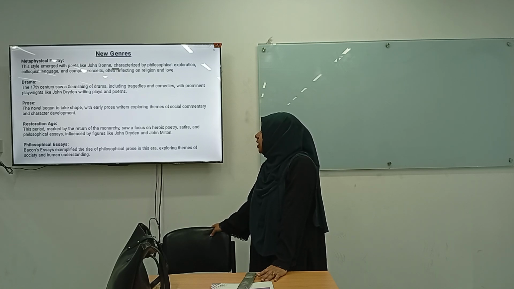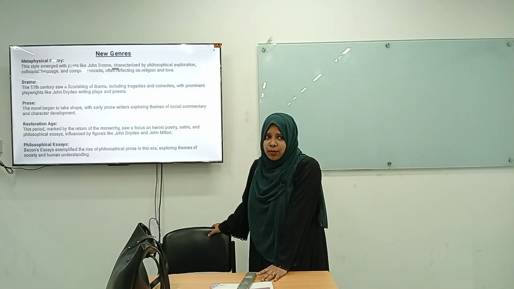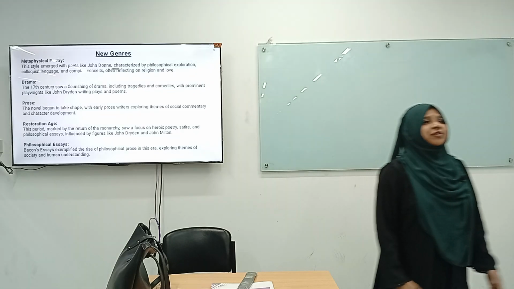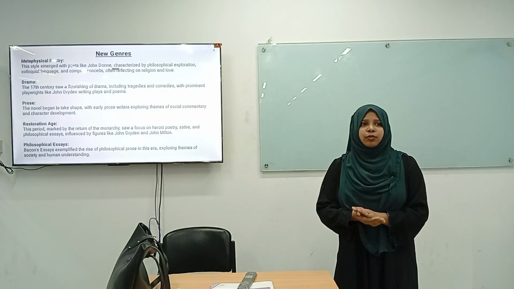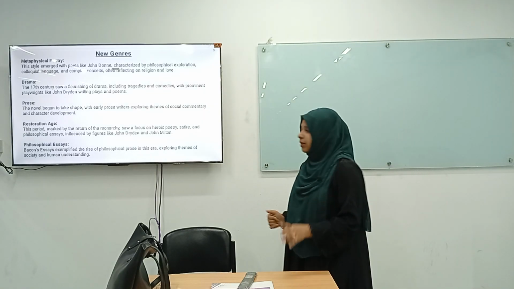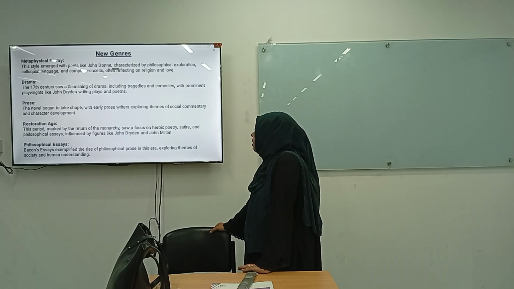And then comes prose. The novel began to take shape, with early prose writers exploring the theme of social commentary and character development. What is the meaning of social commentary? Tell me. It will be like a document of everyday life. Okay, it will be like a document of everyday life. Just think about Robinson Crusoe. Okay, nothing is missing. Okay, and then comes the Restoration Age.